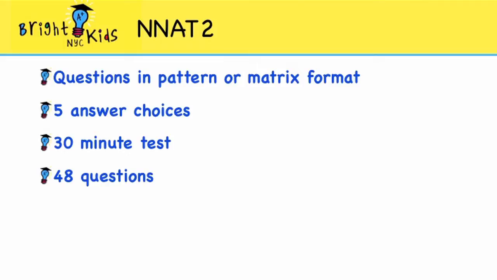The NNAT is given in full color, and it's also modular. Children who take the test at the upper levels still have the same questions as some of the lower levels, but many questions are added that increase in difficulty.